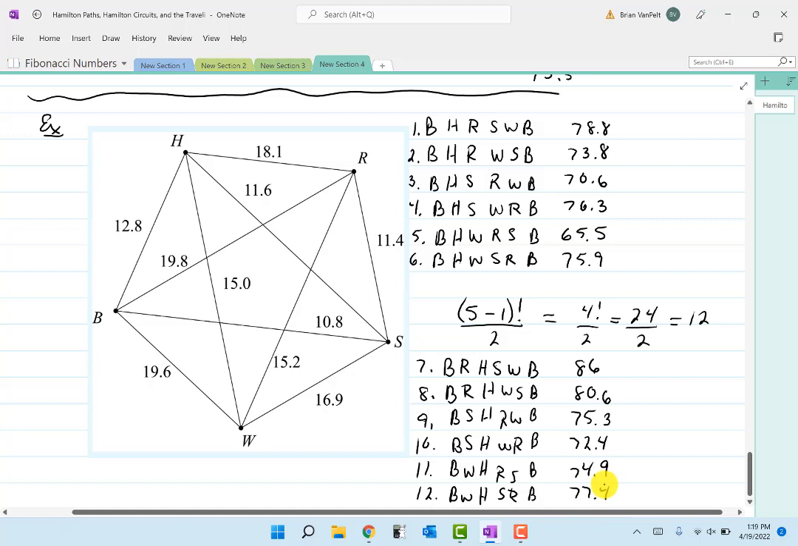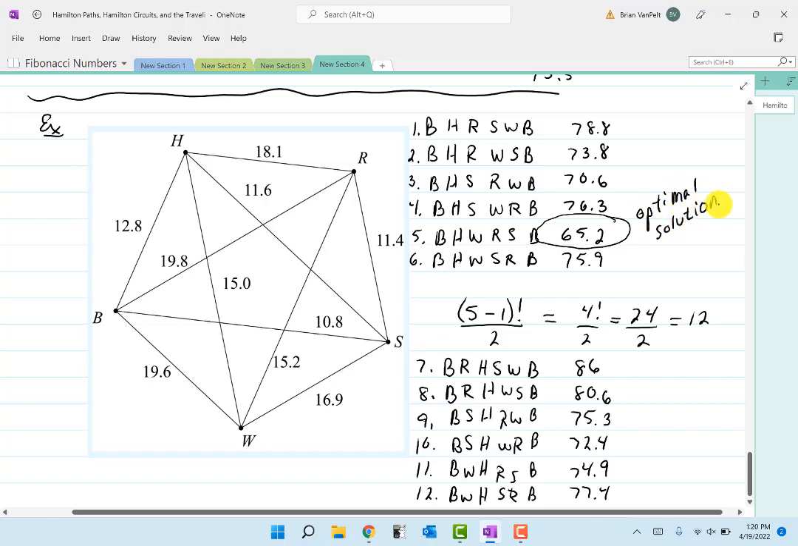So now that I have all 12 essential Hamilton circuits, I just need to find the smallest one. That's that one right there. And I think I made a mistake on it, actually. So I have my optimal solution.